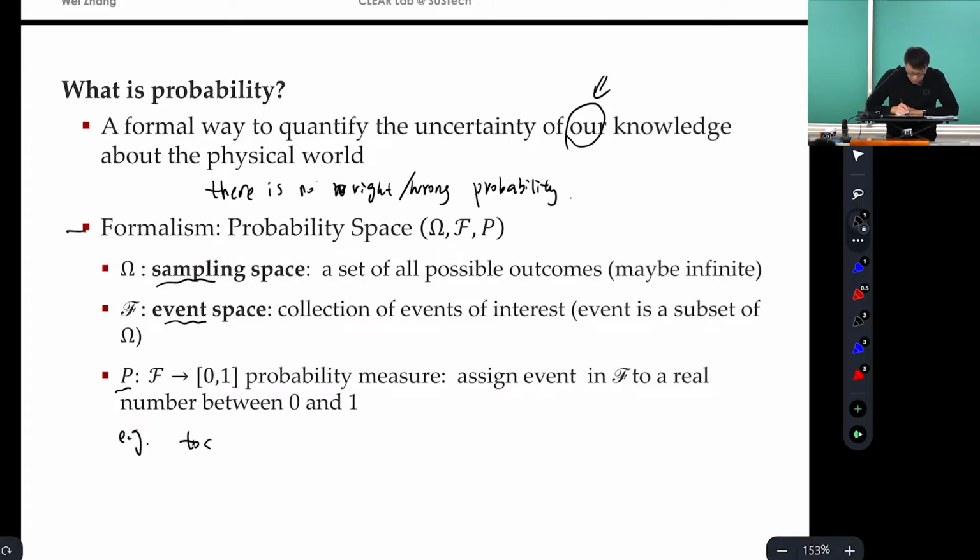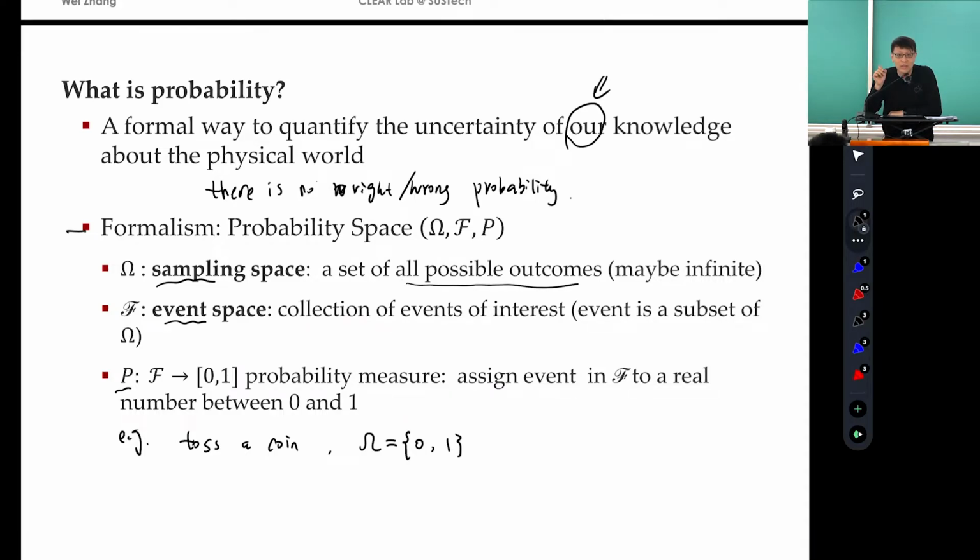Let's give an example. Let's say we toss a coin. Not a die anymore, a coin. What's the sampling space? Head or tail. Let's say tail is 0, head is 1. So the sampling space is the set of all possible outcomes, either head or tail, either 1 or 0.